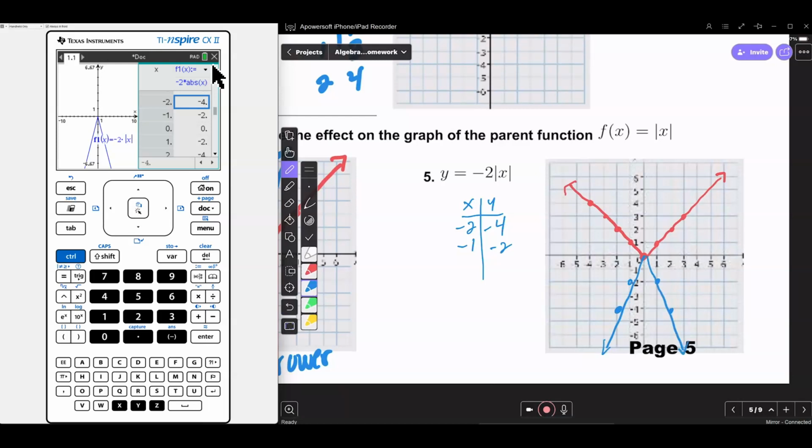And so what happened to the new graph? It's reflected over the x-axis. And it becomes narrower. This 2 right here makes it become more narrow, okay?